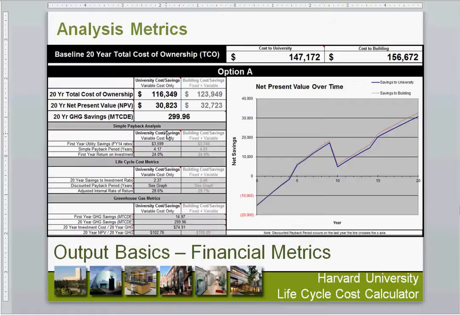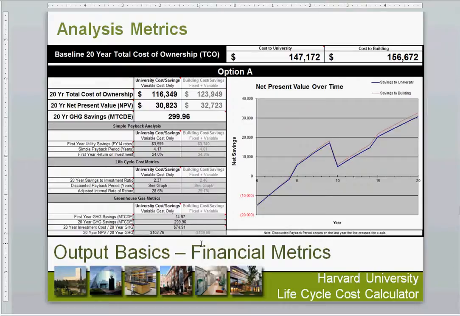Then we have simple payback. The key thing to understand about the simple payback is this is looking just at year one. We are not looking at those ongoing maintenance savings. So in this example, we had almost $3,600 of utility savings. That $3,600 into the difference in initial costs, which appears to be about $15,000 or $16,000, was somewhere in the neighborhood of 4.17 years. So that's not accounting for any maintenance or replacement, and we'll see this in our example and walk you through it.